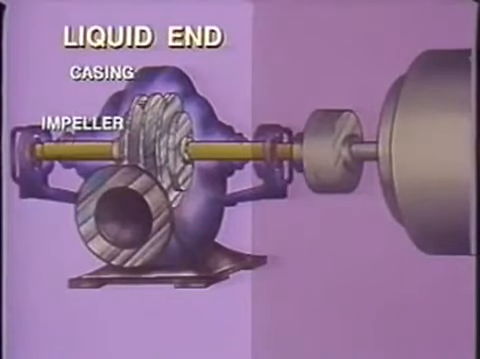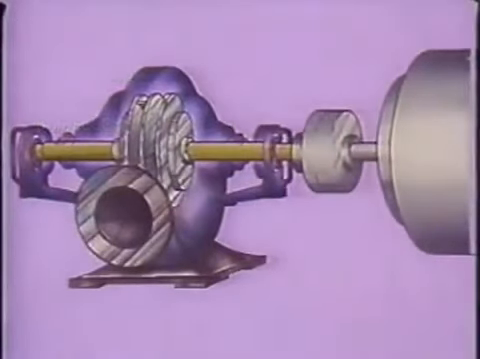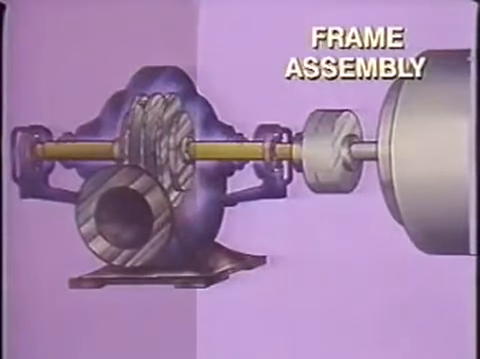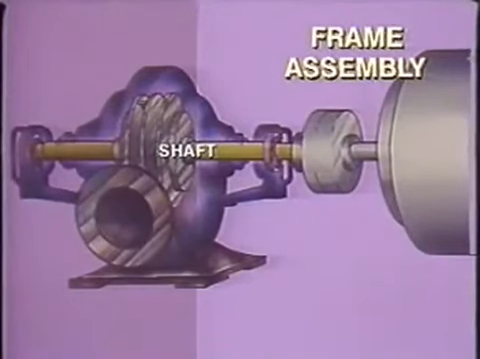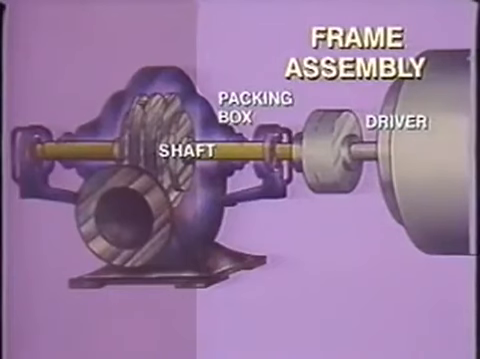The part of the pump extending back from the casing toward the driver is called the frame assembly. The frame assembly provides support for the shaft, which extends through the casing wall and frame and is coupled to the driver. It includes the packing box or mechanical seal and the bearings.